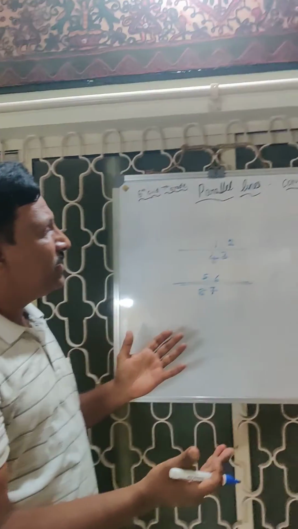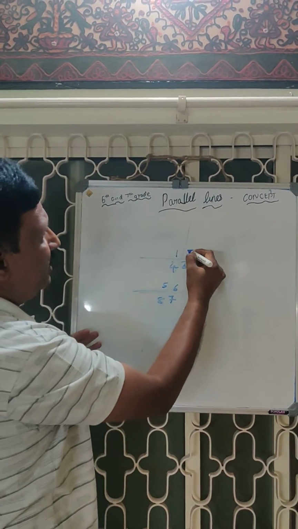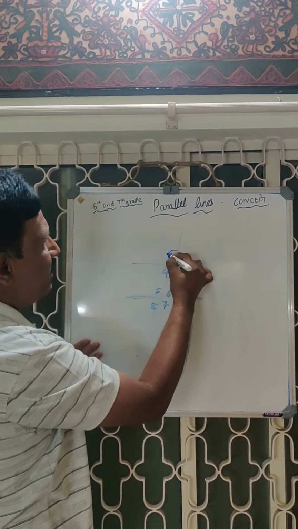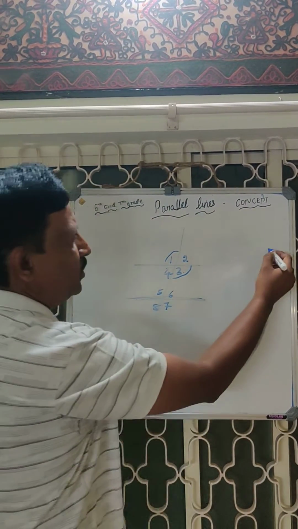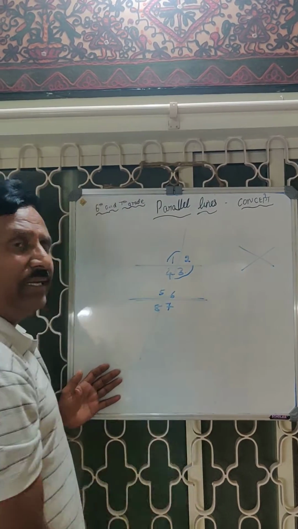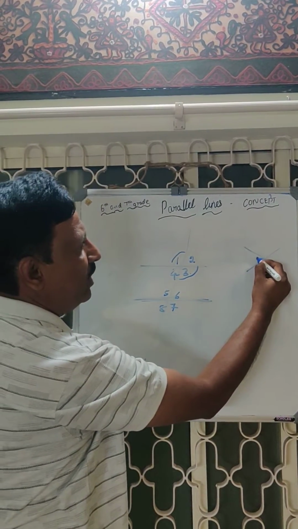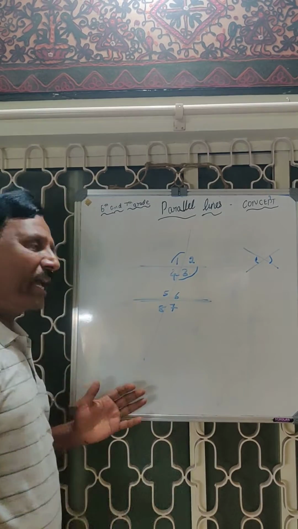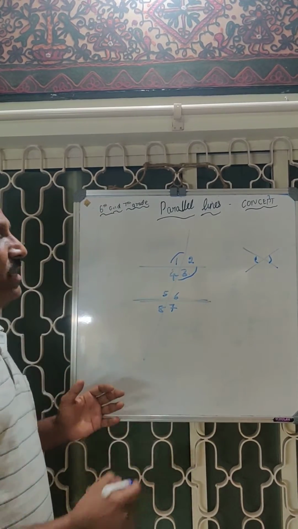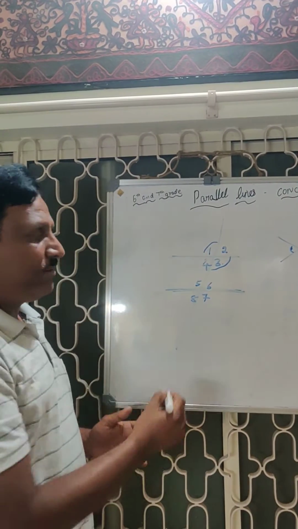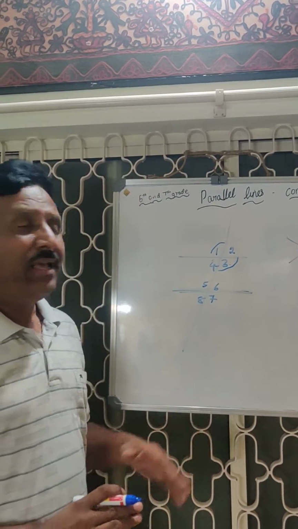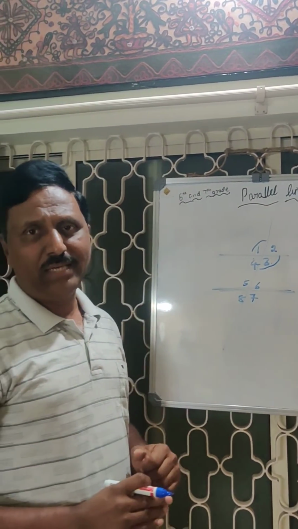What are those relations? Here, these two angles are called vertically opposite angles. When two lines are intersecting, then these two are vertically opposite angles. So they are equal. Similarly, 2 and 4 are equal. 5 and 7 are equal. 6 and 8 are equal. They are vertically opposite angles.